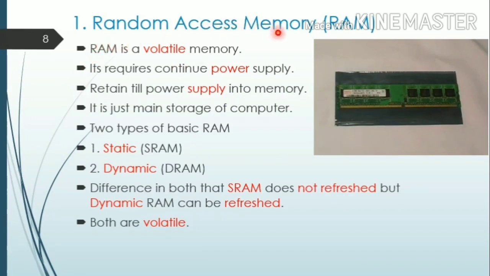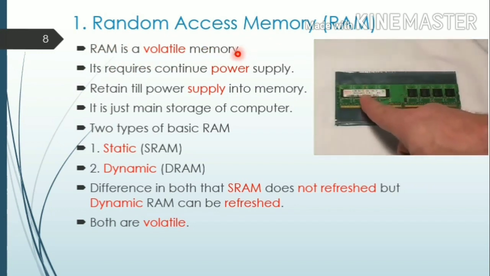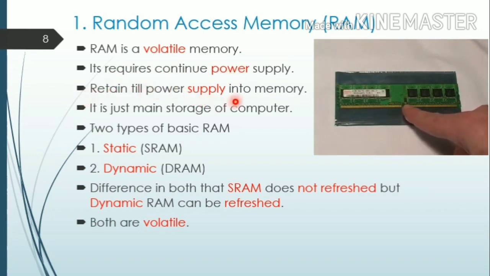Now random access memory, the short form is RAM. Now RAM is a volatile memory. It goes up and down according to our uses, and it requires continued power supply, because as long as there is power supply, this memory is retained in the computer. It is retained till power is supplied to the memory. It is just the main storage of the computer.